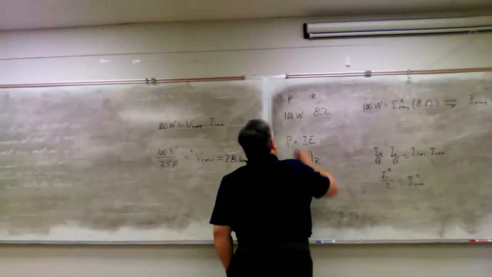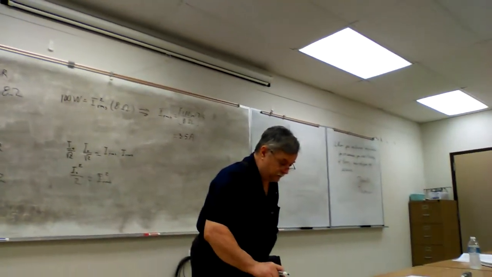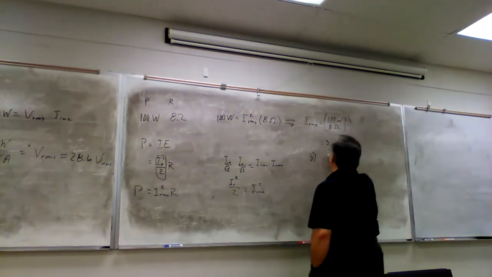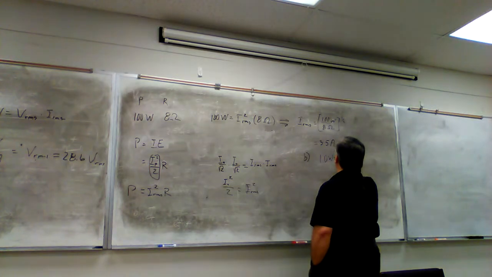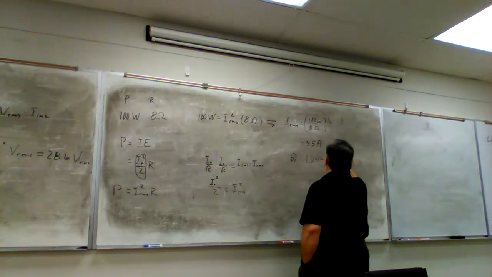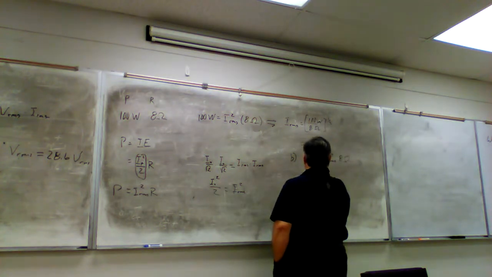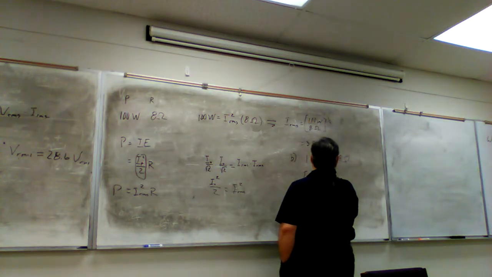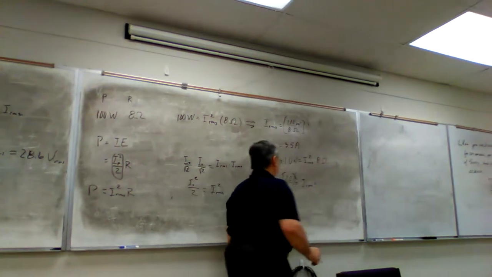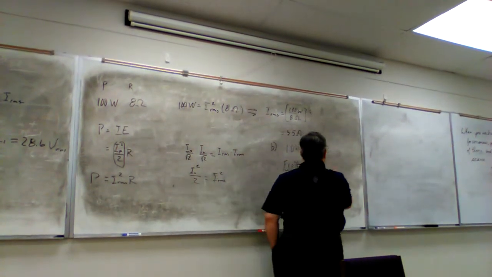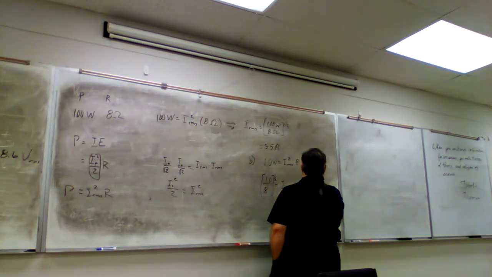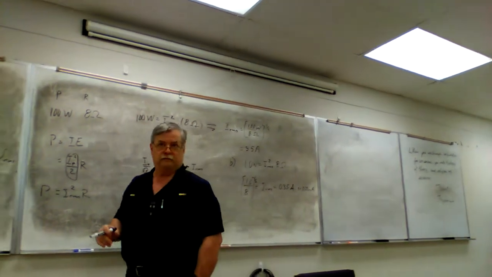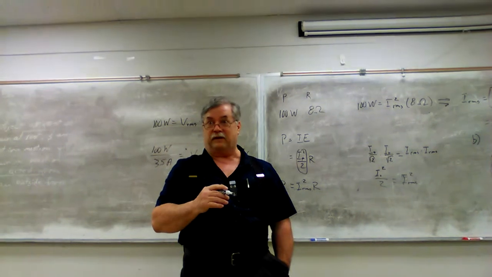Now for part B, power is reduced from 100 watts down to 1.0 watts. So let's just repeat. 1.0 watts equals IRMS squared times 8 ohms. The square root of 1 over 8 equals your RMS current, which is 0.35 amps, or 350 milliamps. Did anybody get anything different? Did at least somebody else get the same thing? Okay.